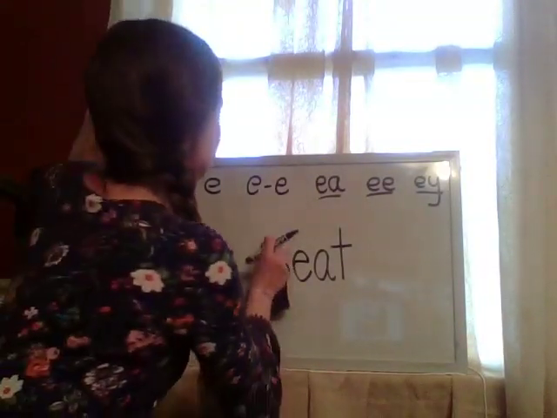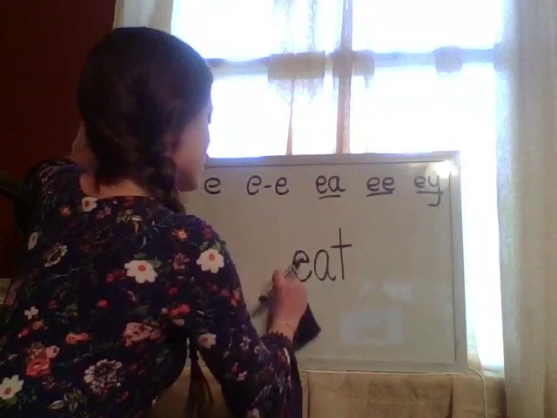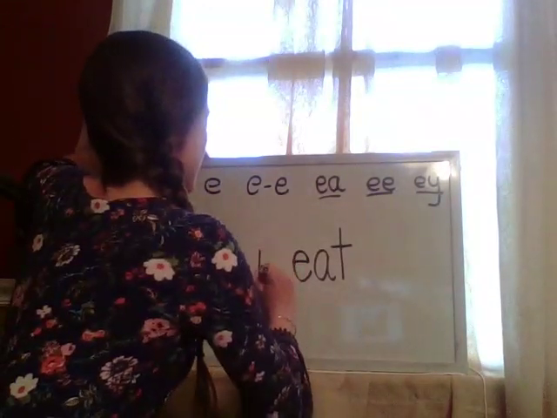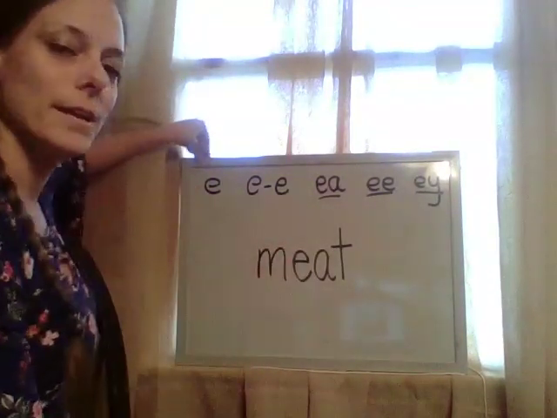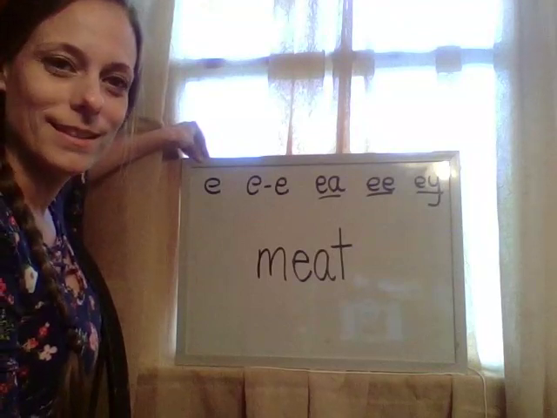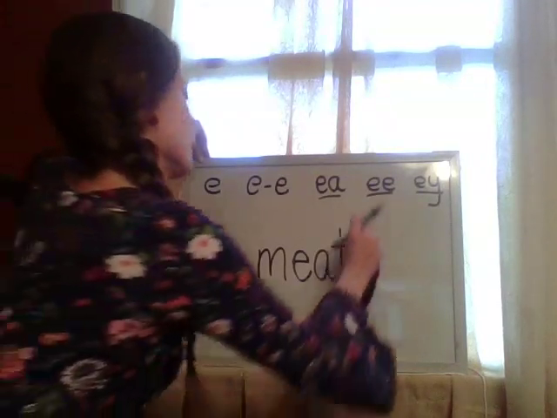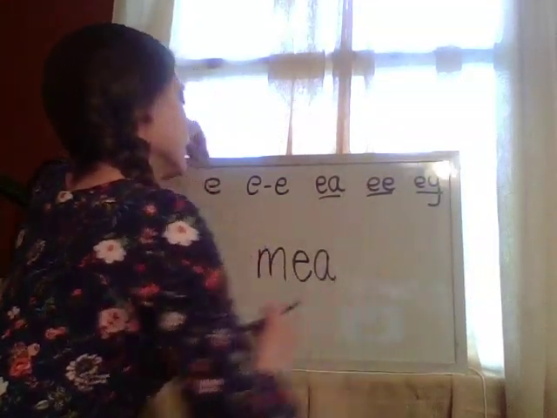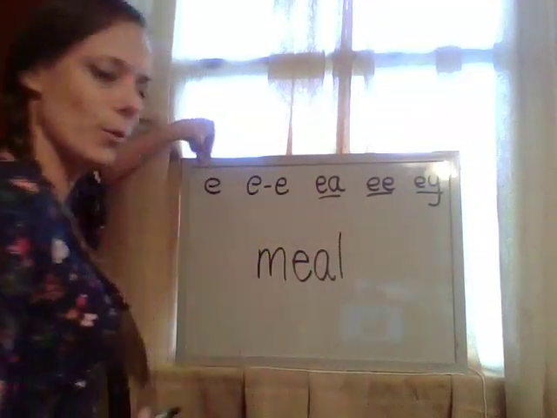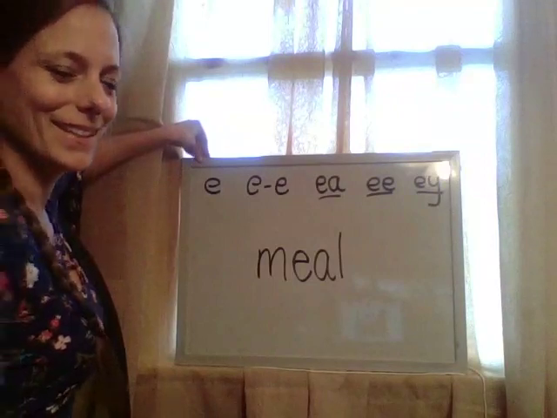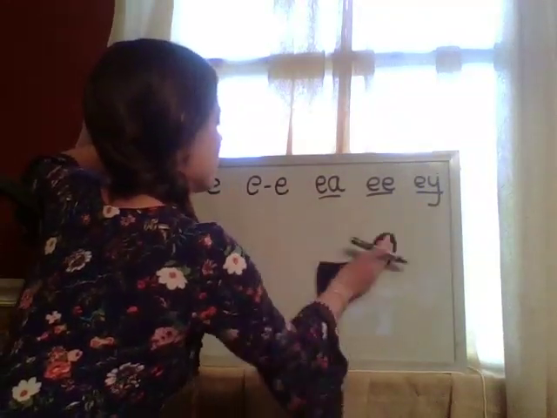If I were to take off my CH and put a T, what word would we have? Beat. Okay. How about I change my B to an M, right? What's our word? Meat. Excellent. And if I change my T to an L, what's our word? Meal. All right, let's try it with EE.